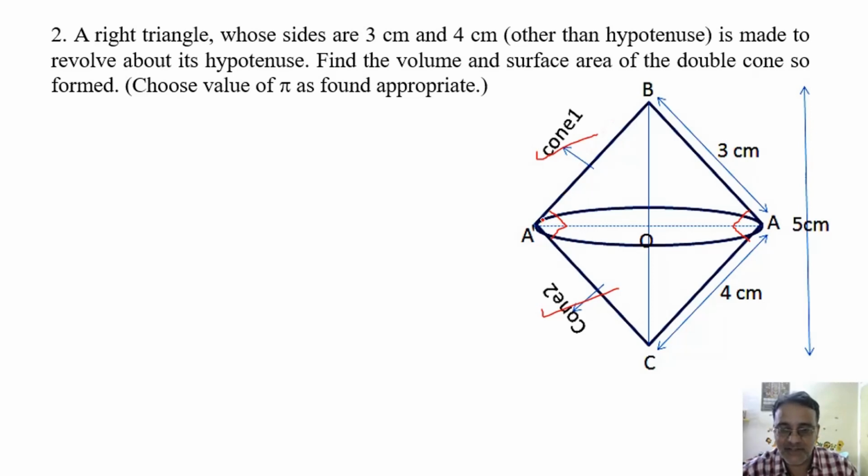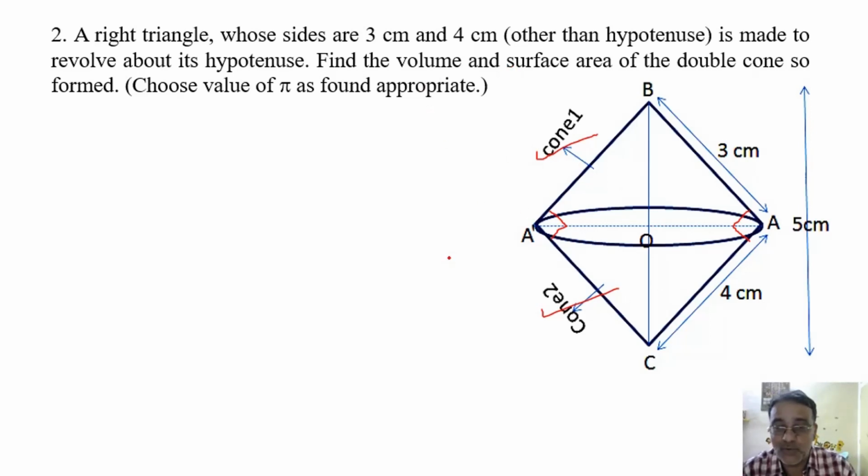Last year this question was there in 9th class. If we revolve around AC, then also we'll get one cone. But if we revolve about its hypotenuse, I think you remember I explained in the class last year, we'll get two cones, upper and lower. Now we have to find the volume and surface area.